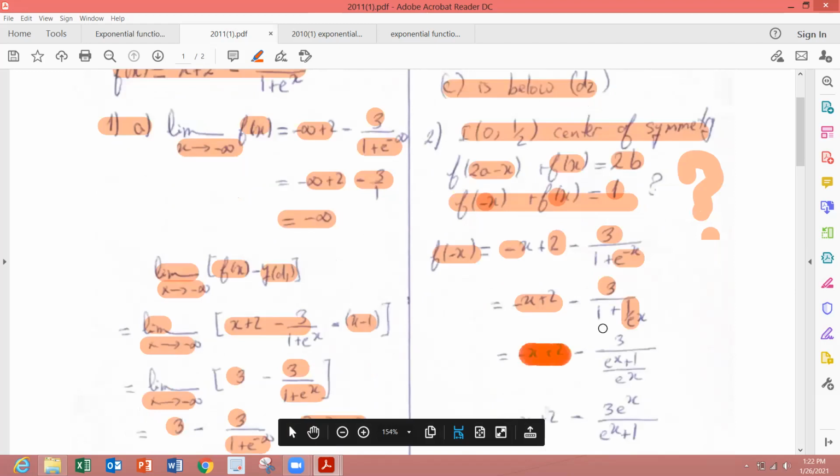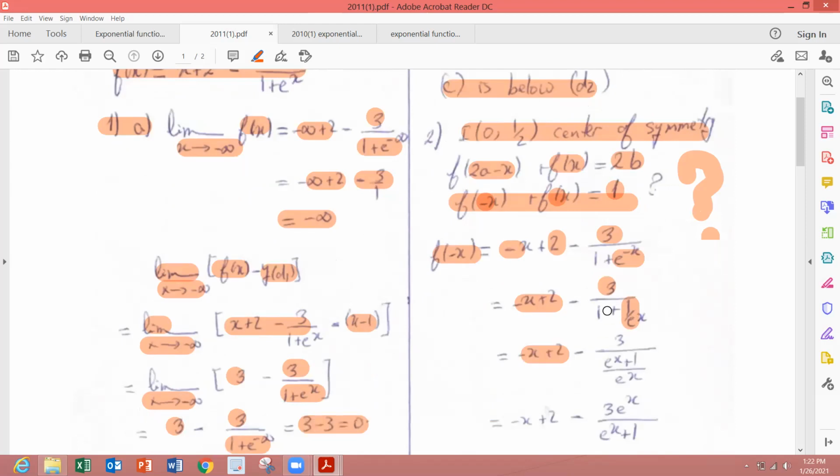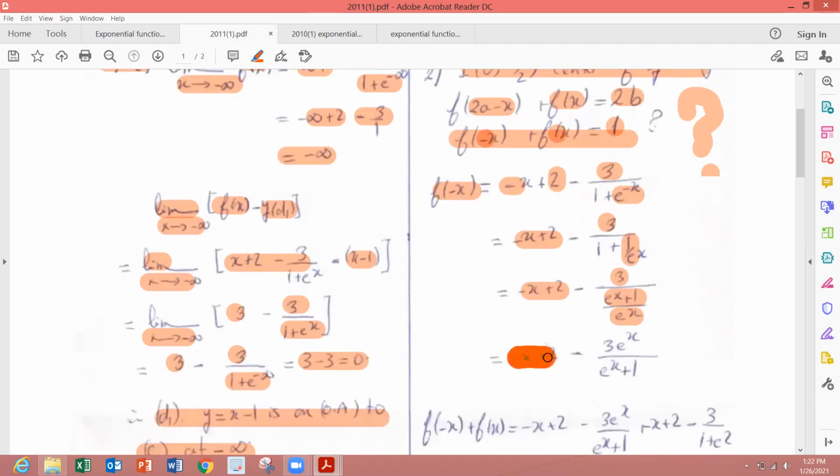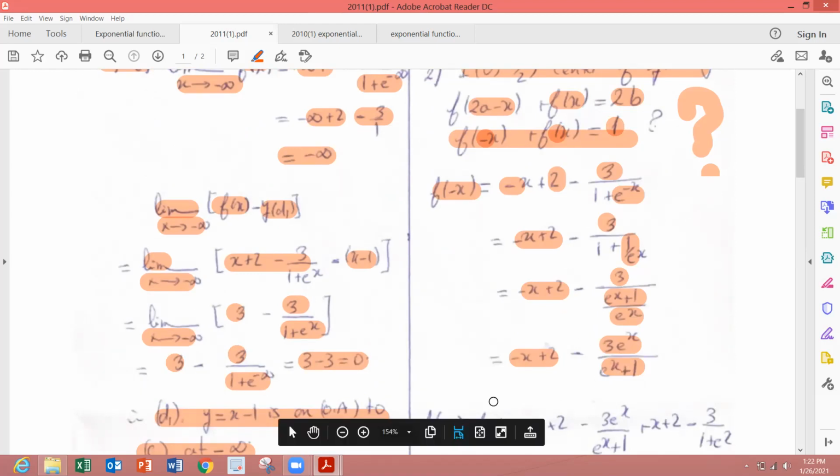Then next step, we take the LCM here. The LCM is e^x, so it becomes e^x plus 1 over e^x. Then it will be equal to minus x plus 2 minus 3e^x over e^x plus 1. This is f(minus x). Any questions about the calculations of f(minus x)?